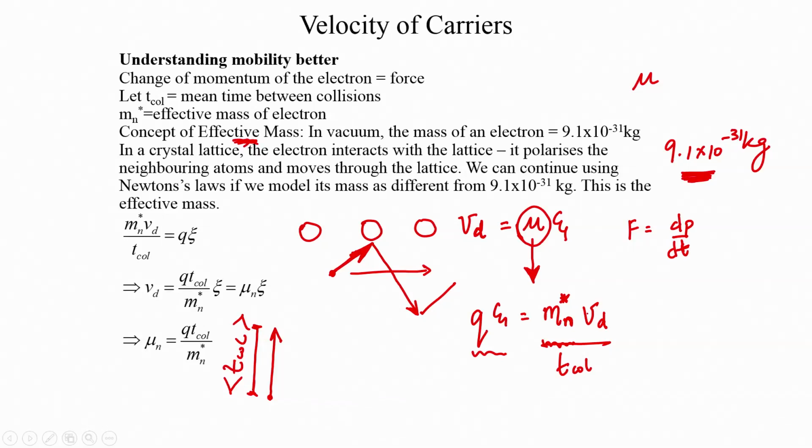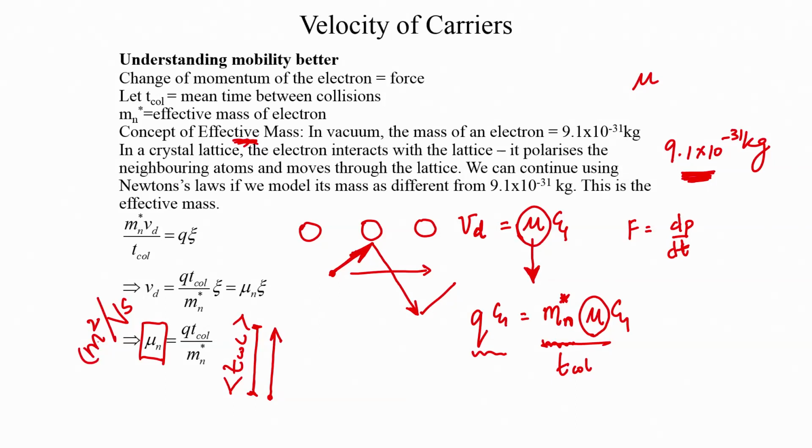If we continue using this model, we see that the drift velocity is nothing but mu times the electric field, and therefore this mu, which is the mobility, automatically becomes defined as q times T collision divided by m star, where m star is the effective mass of the electron. Now, while performing calculations using such an equation, it is important to note that you will get the mobility in terms of meter square per volt second, which is the unit of mobility.